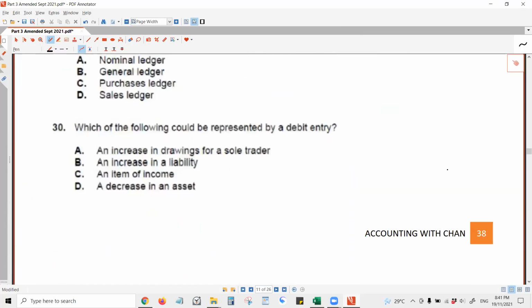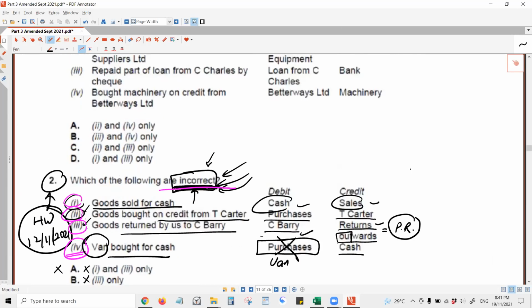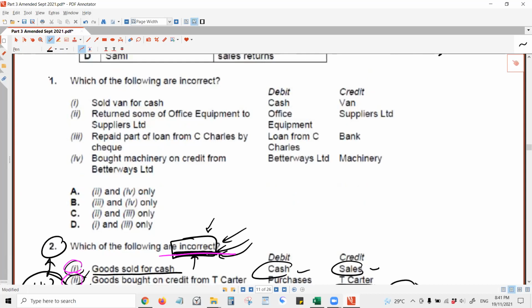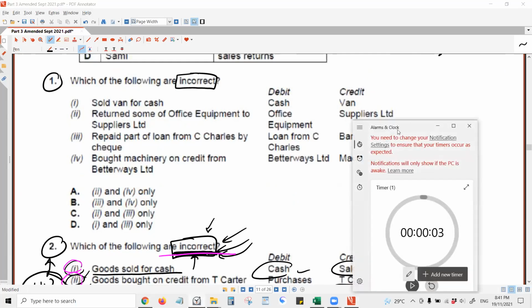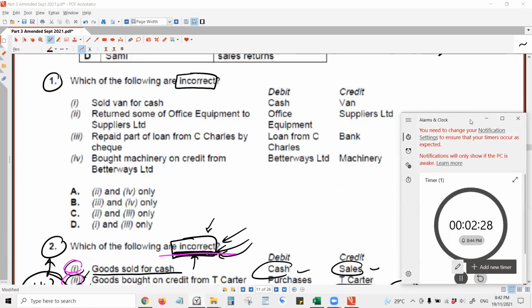You come to page number 38. Then you do question one. After that, tell me your choice. Again, it's asking you to look for the incorrect ones. Begin. I give you maybe 2.5 minutes. I set the timer. For those who are new to the group, this is how I do it. You begin, then tell your answer in the chat box.